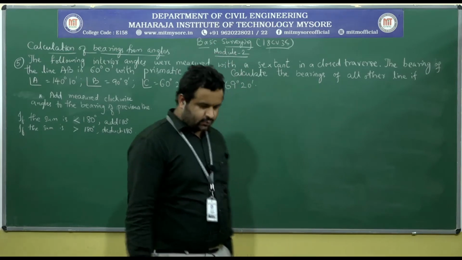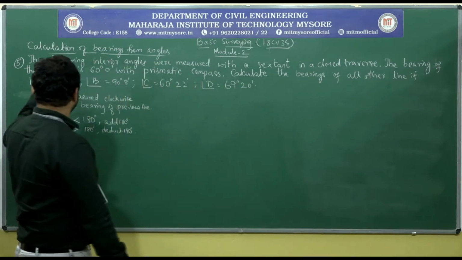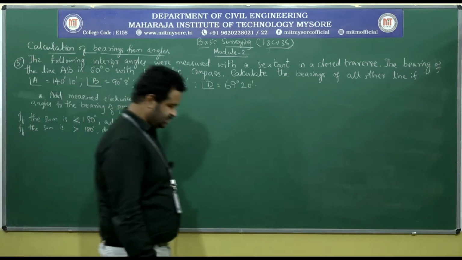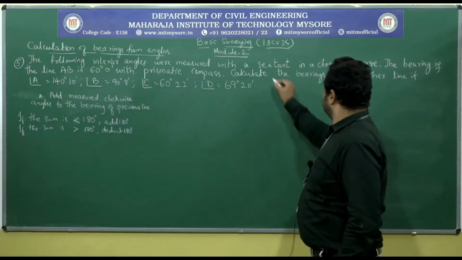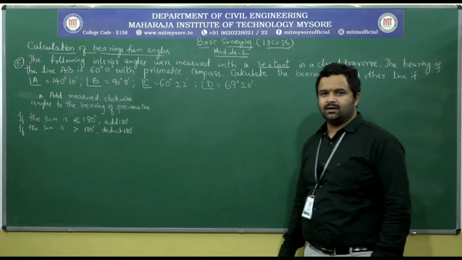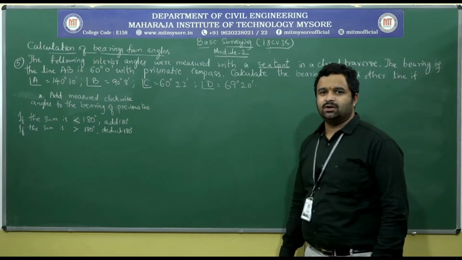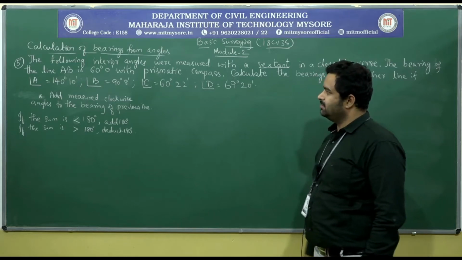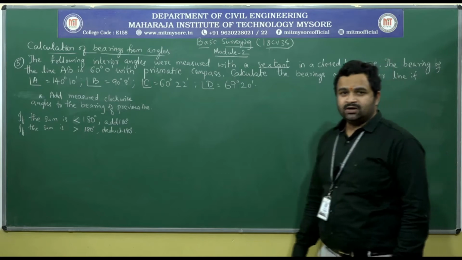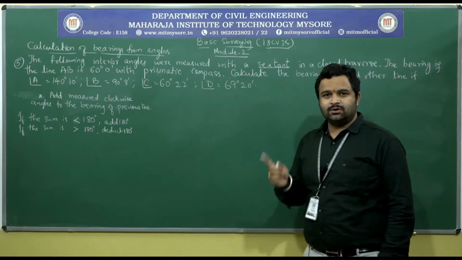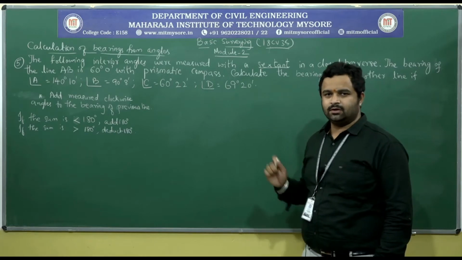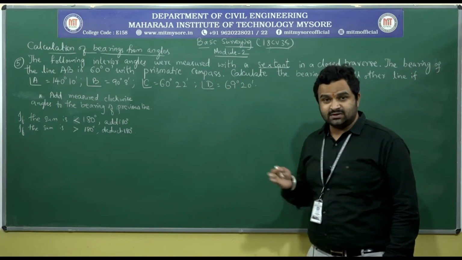So to proceed, this is the problem: the following interior angles were measured with a sextant. This instrument, the sextant, is used to measure angles. There is also another instrument called the theodolite, wherein we can measure the angles between two lines. I had told you earlier, the compass is used only to measure the direction. We cannot measure the angles, we can only measure the bearings.